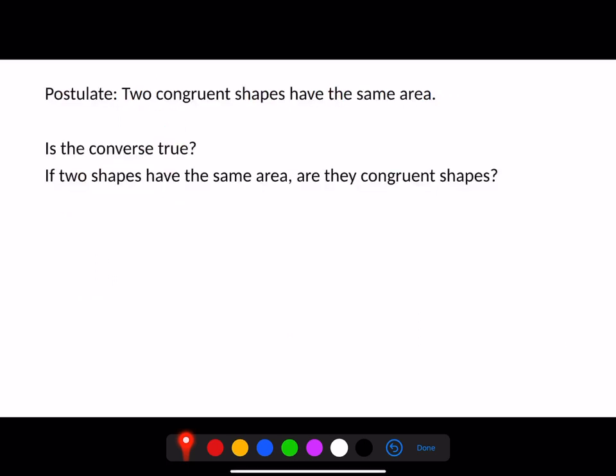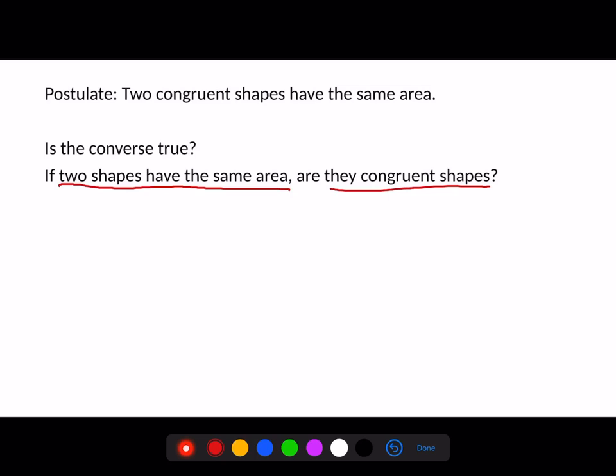So here's a postulate for us. Two congruent shapes have the same area. That's always going to be the case, no matter what. If they're congruent shapes, they'll have the same area. But is the converse true? If two shapes have the same area, would they be congruent shapes?